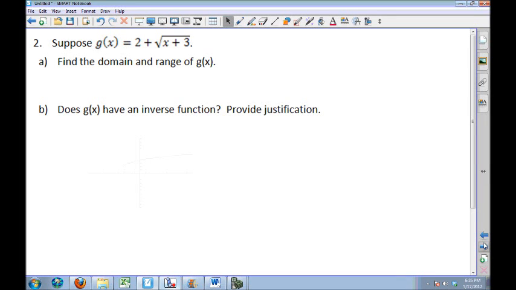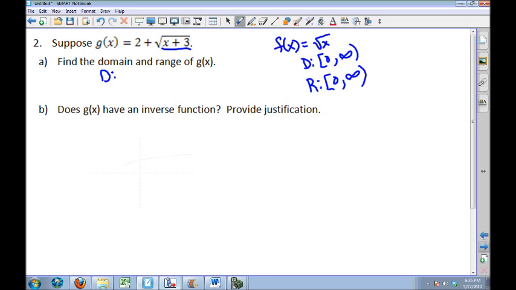Moving on, now I'm going to find the domain and range of g of x. Since g of x has the parent function square root of x, which has a domain of x values between 0 and infinity, and a range of f of x values between 0 and infinity, I'm going to look at the shifts in this domain. So values affecting the domain would be x values.